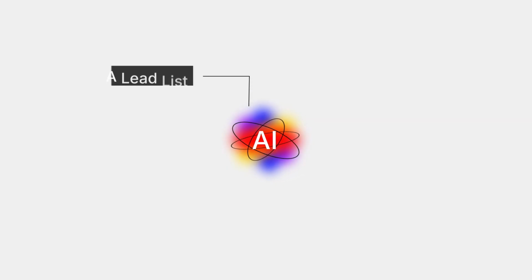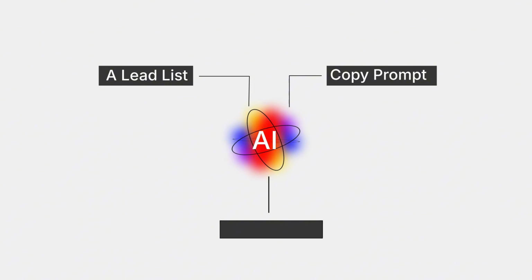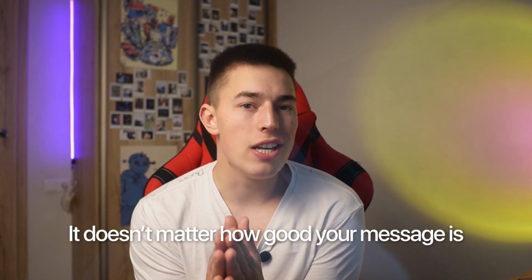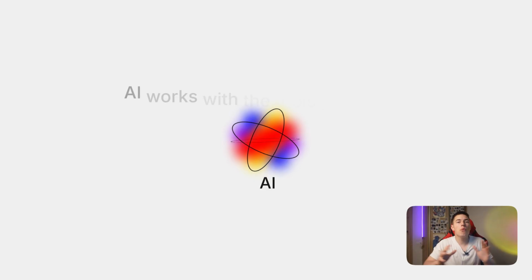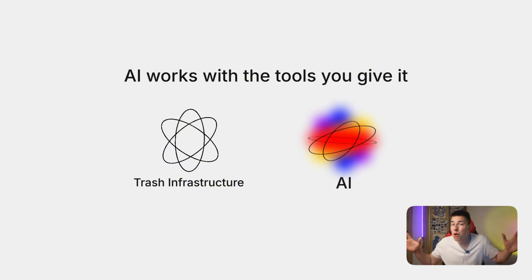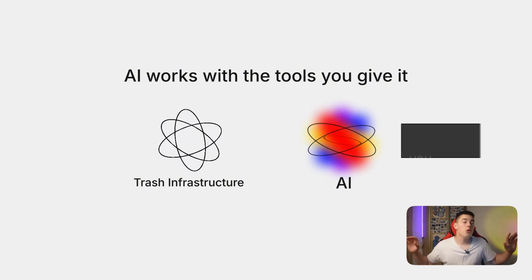You feed your AI a lead list and a copy prompt. It sends the email, but it either goes to spam or bounces. Why? Because email is not just plug and play. If you're not setting up your domain properly, if you're not warming up your mailboxes, if you're not rotating senders, it doesn't matter how good your message is. No one will see it. AI works with the tools you give it, and trash infrastructure means that no matter how great your message or lead list is, you won't get great results. So let's break down what makes up great infrastructure.